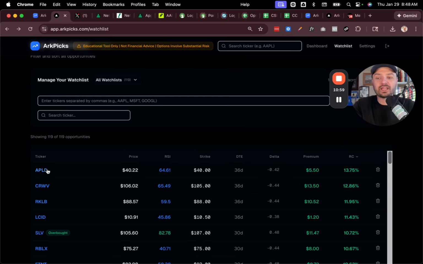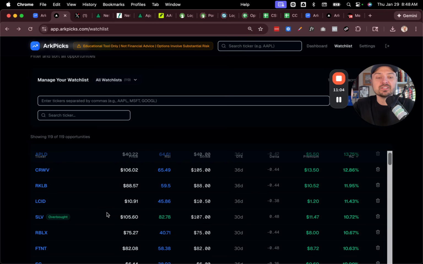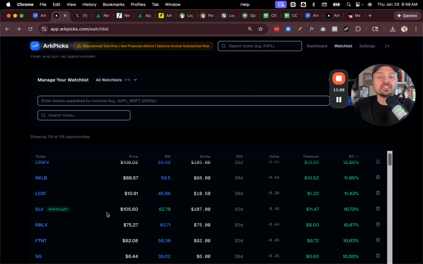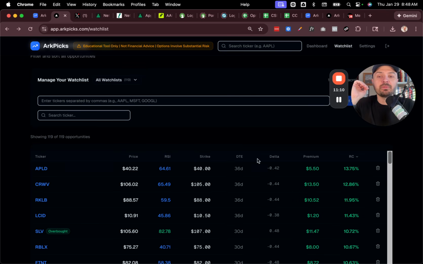Be careful. You can see like APLD, CoreWeave, Rocket Lab, right? Some of these very highly volatile stocks are offering some absolutely insane premiums right now. So obviously do your own research and always be absolutely careful.